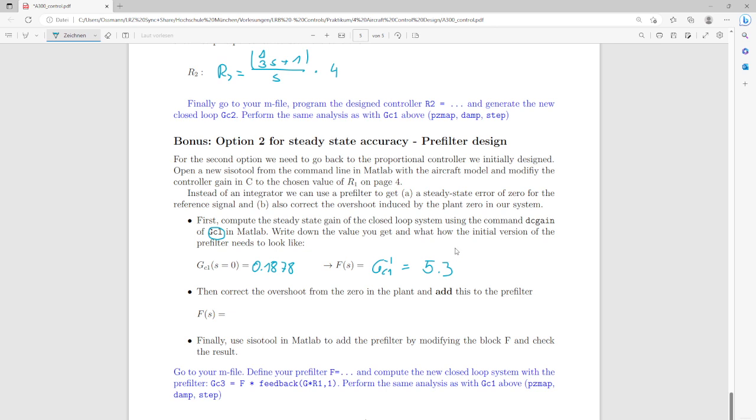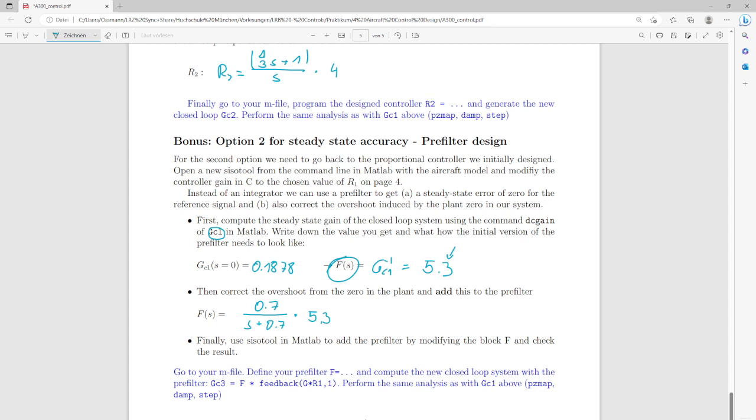Remember, the difference here is that this feed forward filter or pre-filter will not ensure steady state accuracy if you have disturbances. Okay. And the other thing we did last week was, if we want to correct for that zero, we can simply add a pre-filter. Our zero was at 0.7, so we're going to add a pole at 0.7 to shape the dynamics, and we have a gain of 5.3 here.